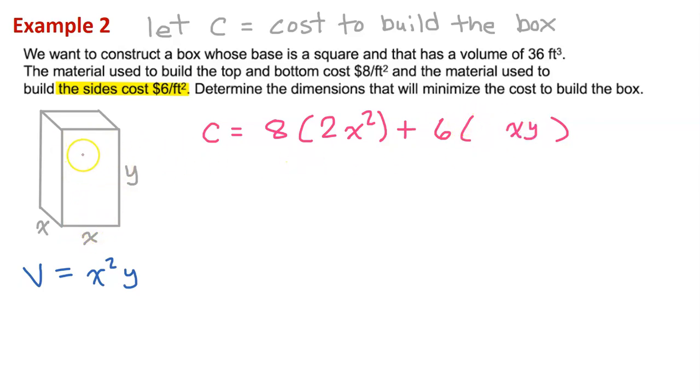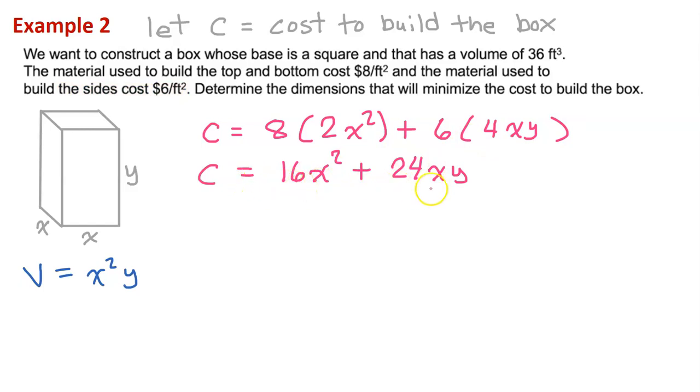But there are four sides. There's a front and a back, there's a left and a right. So that's 4xy. So this is an expression for the cost of all the sides. Taken together, we have this expression for the total cost of the box. Simplifying a tiny bit gives us this.